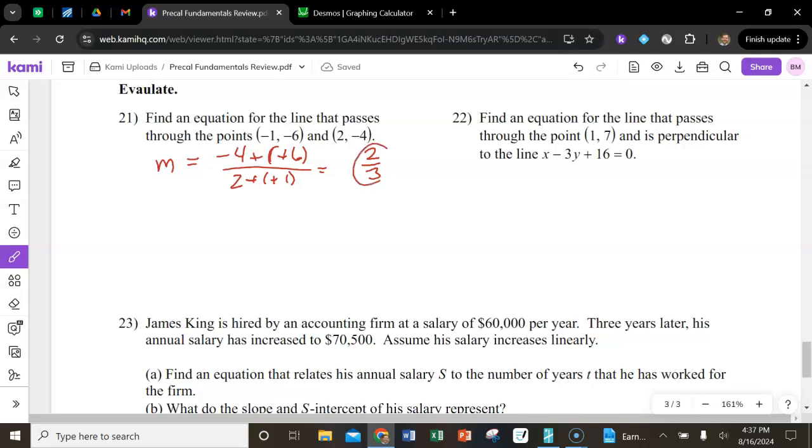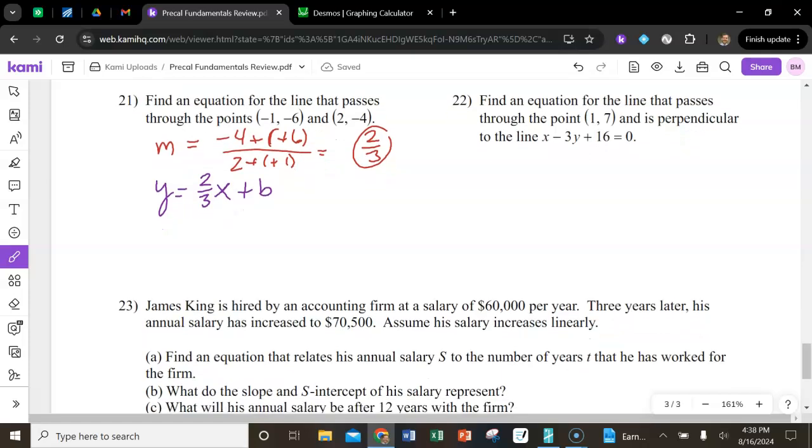And then once we have our slope, the way that I do this, I know that some teachers show this differently, but if I'm doing slope-intercept form, I've got y equals 2/3 x plus b. I just have to figure out what b is. I can take either one of the points. I'm going to use the second one, and I'm going to plug in for y, -4, for x, 2, and I'm going to solve for b. So that would be -4 equals 4/3 plus b.